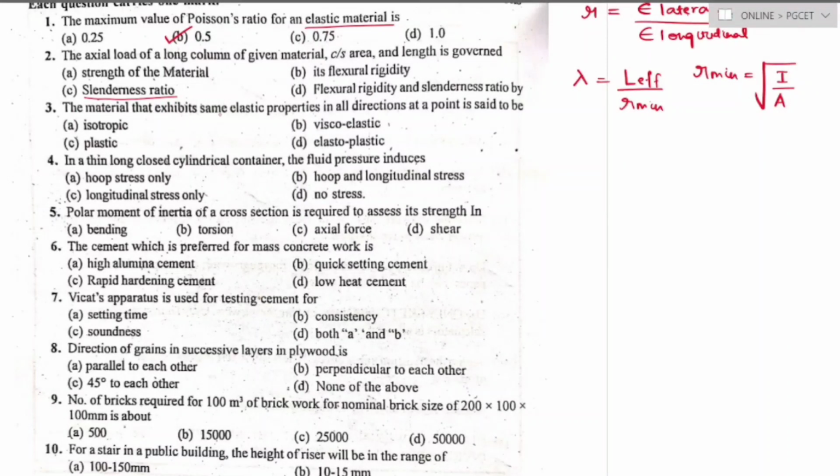Question number 3. The material that exhibits same elastic properties in all directions at a point is said to be isotropic. Isotropic materials are those materials which have the same properties when tested in different directions. So, the right answer is option A.